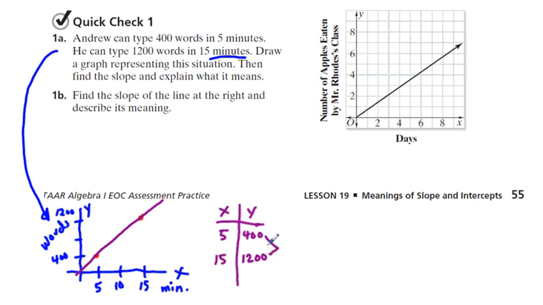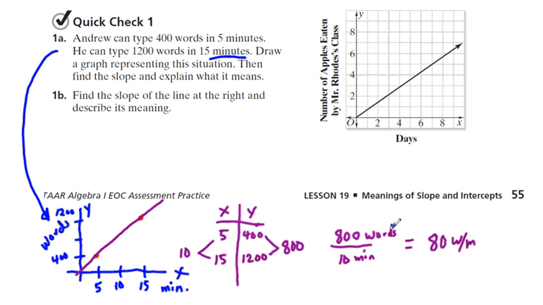And then if we just subtract here, we're going to get 1,200 minus 400 on the right side, which is 800. And on the left side, we have 15 minus 5, which is 10. So our rate of change is going to be 800, and our units will be words divided by 10 minutes. And if we simplify this, 800 divided by 10 is going to be 80 words per minute. Just W/M.